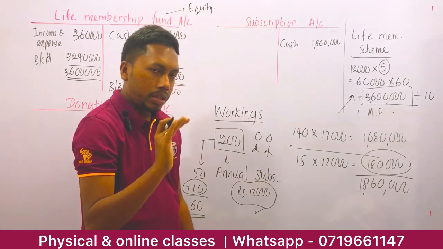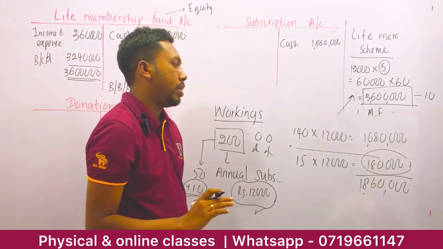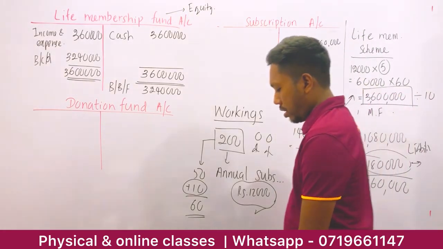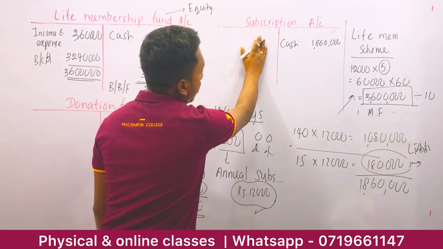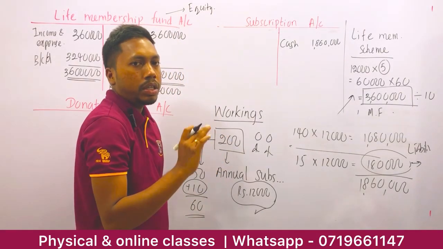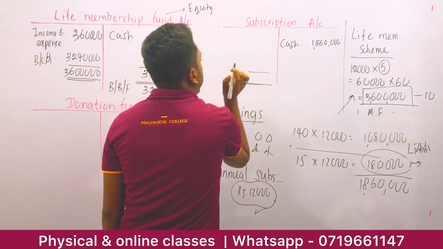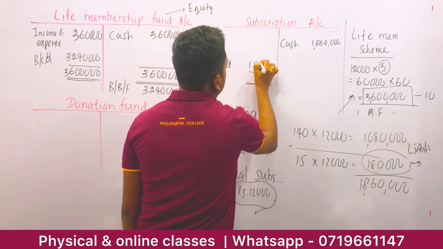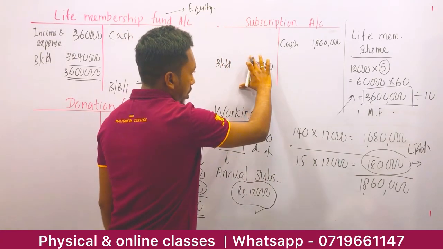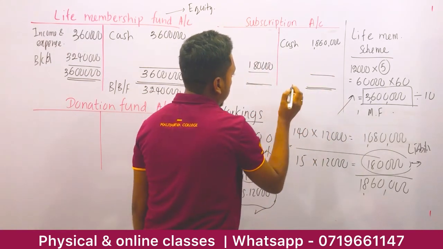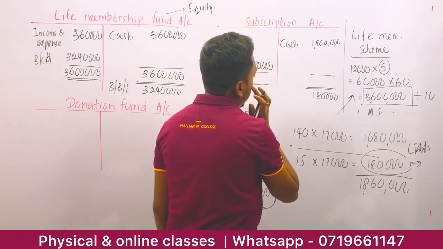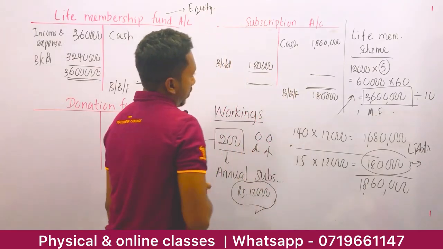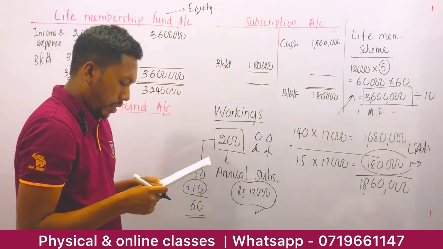This amount we received in advance. Subscription received in advance means a liability. As per the structure of the subscription account, subscription received in advance should be written here as balance carried down, 180,000, because this is a liability. This will be transferred to next year as an opening balance, balance brought forward.